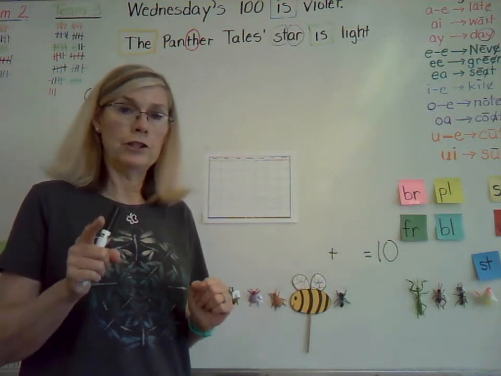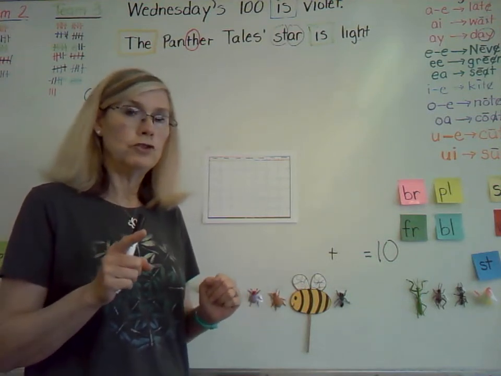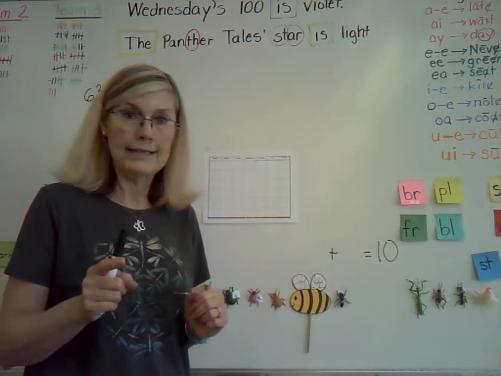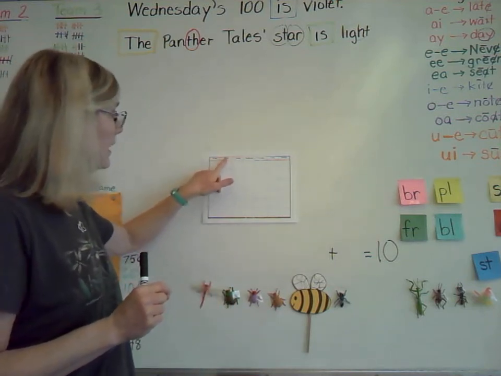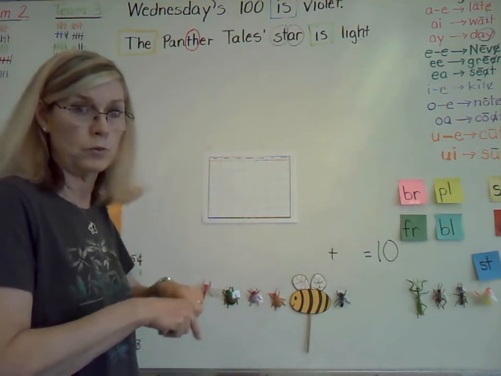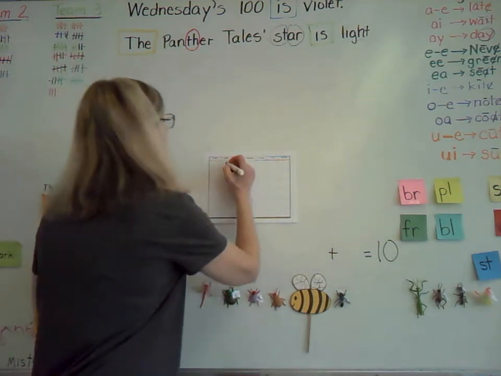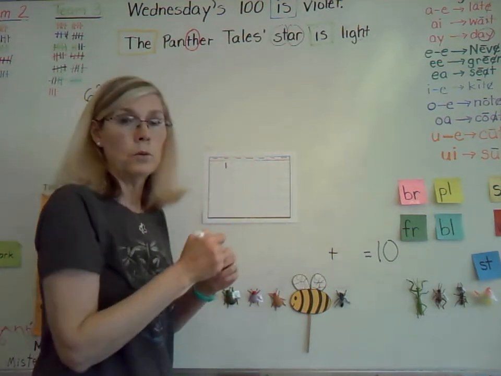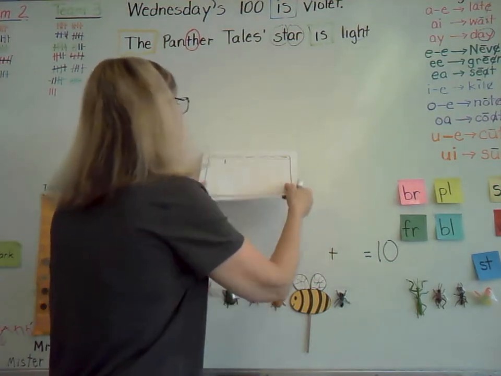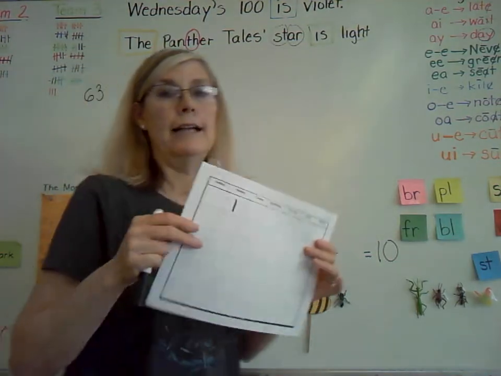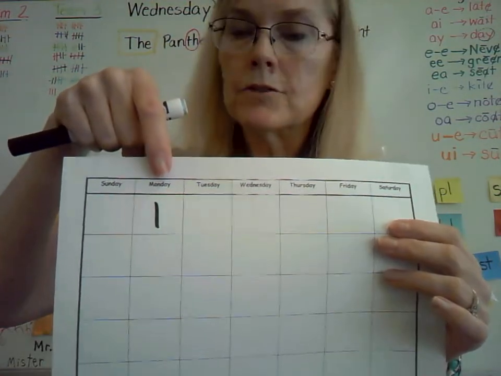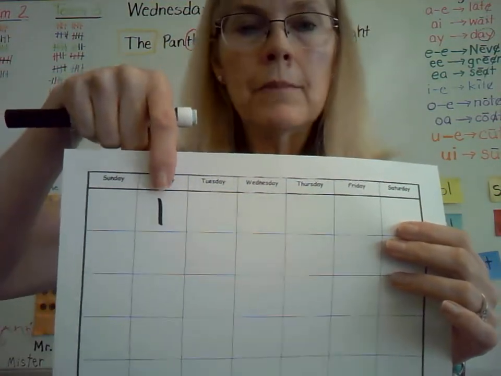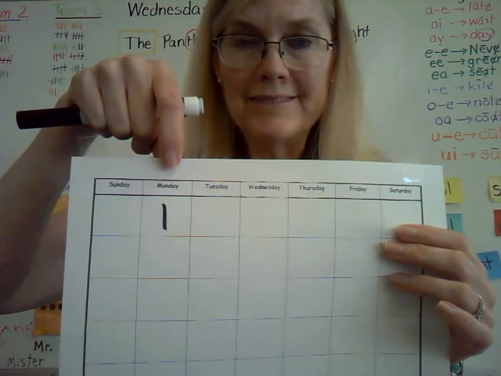Now, this year, 2020, June's starting on a Monday. So you need to find the Monday column. Let's see, Sunday, Monday, and right underneath Monday is where you're going to put your 1. So there we go, 1 right underneath the Monday. Let's go ahead and just take a look here so you can see. There's Monday, starts with the M, and right underneath Monday, you have your number 1.